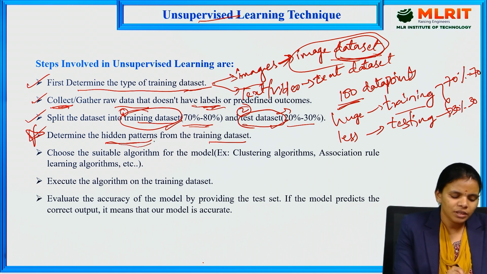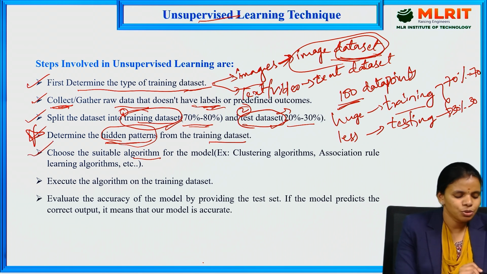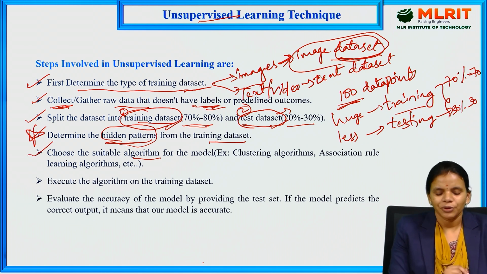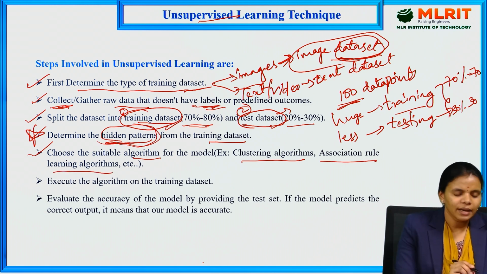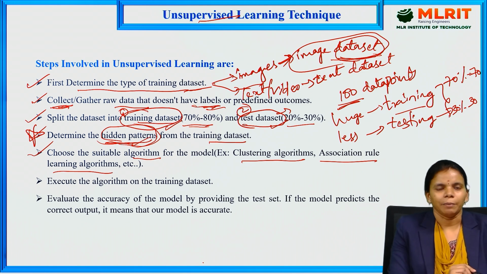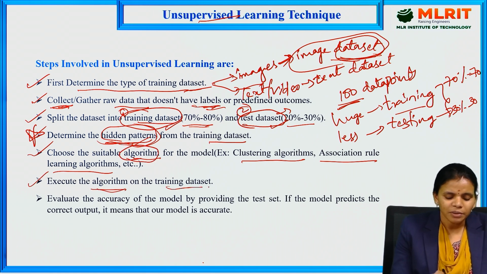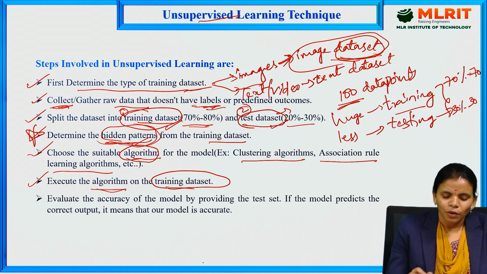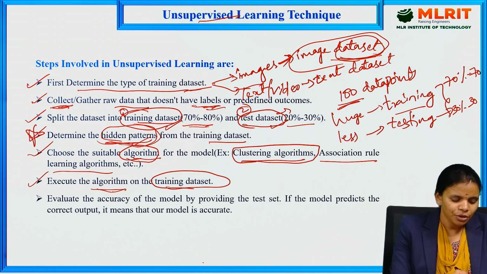So how do we find out these hidden patterns? By choosing a suitable algorithm on the data set. So the next step is to choose the suitable algorithm for model training. For example, clustering algorithms can be used to find the hidden patterns in the data set, and association rule learning algorithms can also be used for finding the hidden patterns present in the data set. And the next step is to execute this algorithm on the training data set. Whatever algorithm we choose to train our model, we execute that algorithm on the training data set.